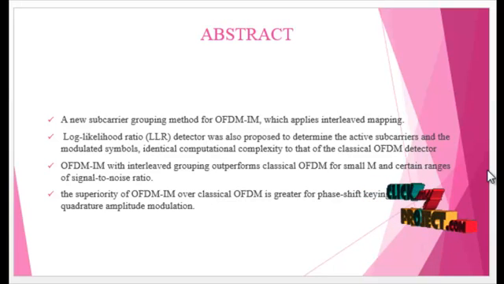OFDM-IM with the interleaved grouping outperforms classical OFDM for small M and certain ranges of signal to noise ratio. The performance of OFDM-IM is studied in terms of achievable rate, assuming an M-ary constellation and that the channel state information is available at the receiver. A closed form lower bound is derived, based on which an interleaved grouping method is proposed for use of subcarriers. In comparison with the existing grouping method, that is the localized grouping method, the proposed one can benefit from the diversity effects over frequency selective fading channels. The superiority of OFDM-IM over classical OFDM is greater for phase shift keying than for quadrature amplitude modulation.